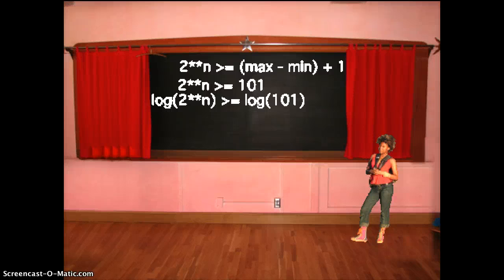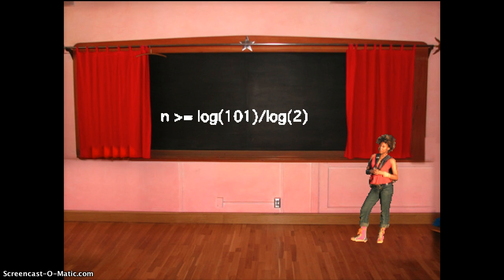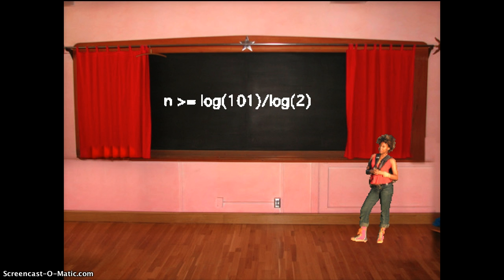We can take the log of both sides of the equation. Now we have log of 2 to the n is greater than or equal to the log of 101. On the left, log of 2 to the n is the same as n times the log of 2. Now, all we have to do is divide both sides by log 2, and we have n greater than or equal to log 101 divided by log 2. Log 101 is about 2, and log 2 is about 0.3. So when we divide those out, we get n is greater than or equal to 6.65.